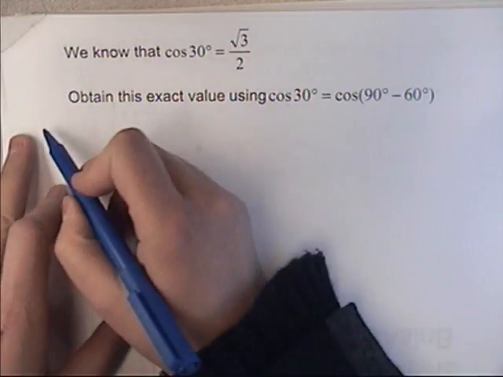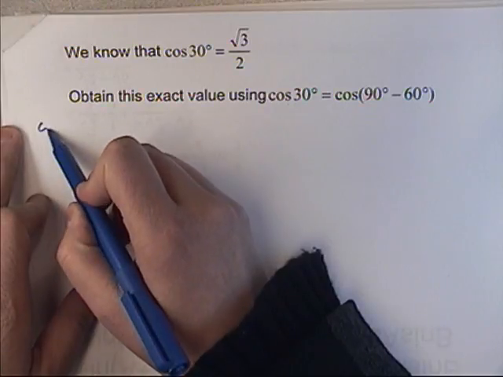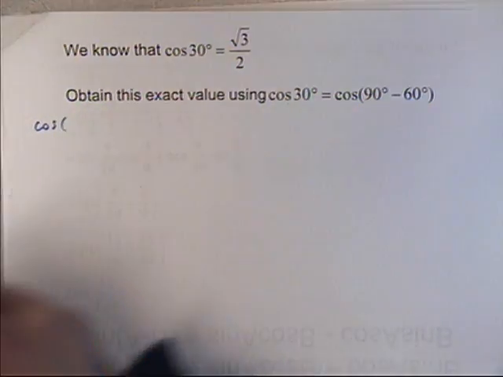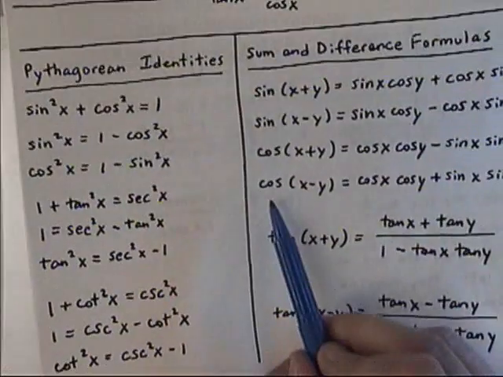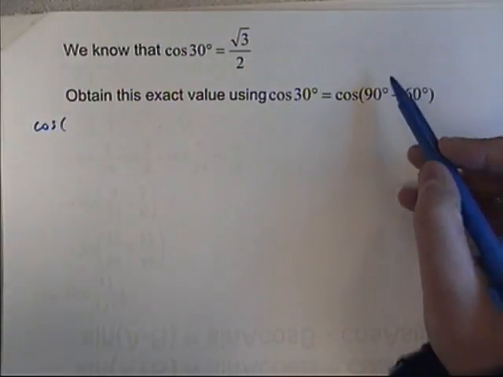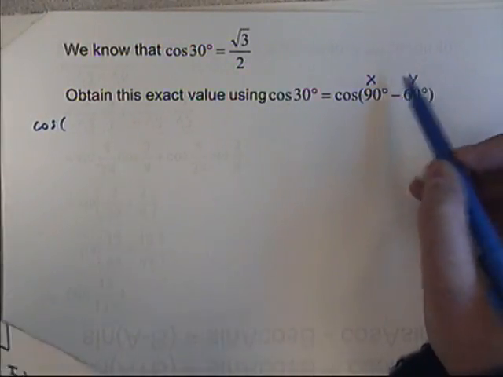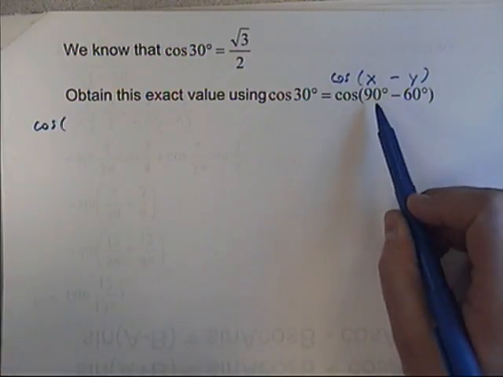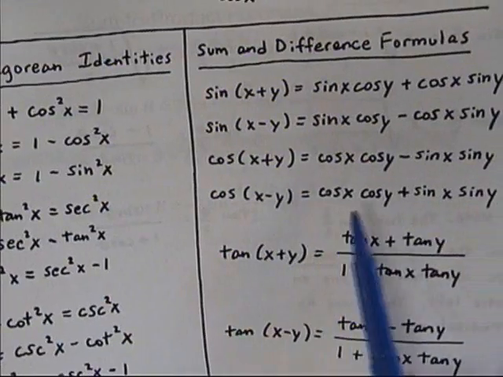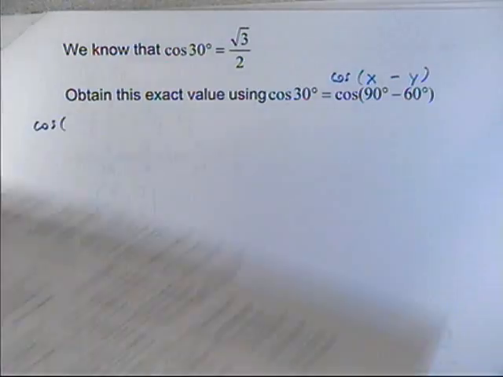Okay, so what we're talking about here is using a cosine difference formula. So we're talking about this one. We have the cosine of something minus something. That would be here, 90 minus 60. So I'm going to call that x and this y, so that we're finding the cosine of 90 minus 60. So you see that's the formula right here, cosine of x minus y. I'm going to write out this formula right now.